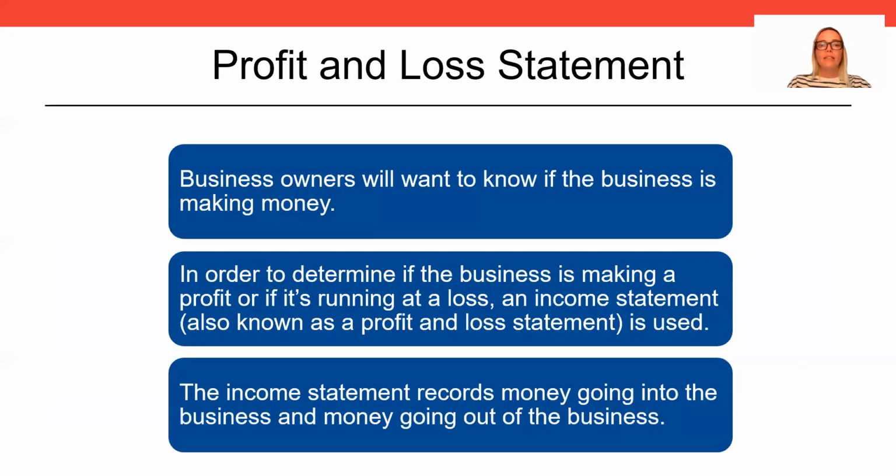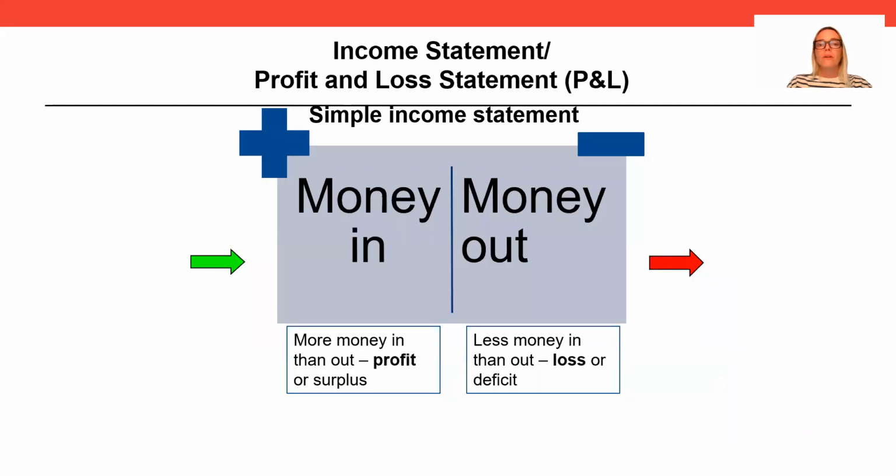So the income statement then, or the profit and loss statement, this is where business owners can tell if the business is making money. So in order to determine if the business is making a profit or if it's running at a loss, an income statement, also known as a profit and loss statement, is used. And the income statement records the money going into the business and the money going out of the business. So it's all about whether there's a profit or whether there's a loss. So in the most simple terms, it's money in and money out.